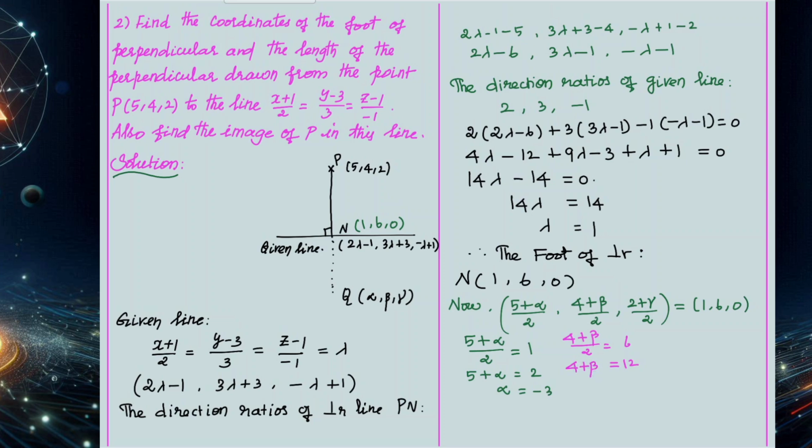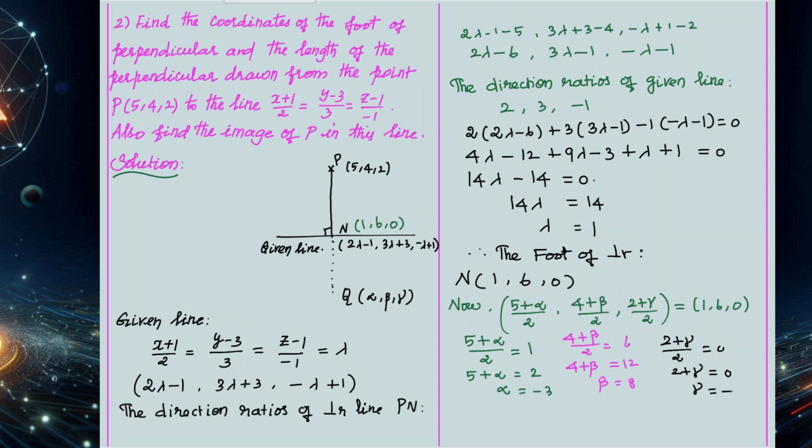From that we can find the beta value, that is beta is equal to 12 minus 4. What is 12 minus 4? 8. Similarly, z coordinate will be equal. So (2 plus gamma)/2 is equal to 0. So 2 into 0 equal to 0. So gamma is equal to minus 2.